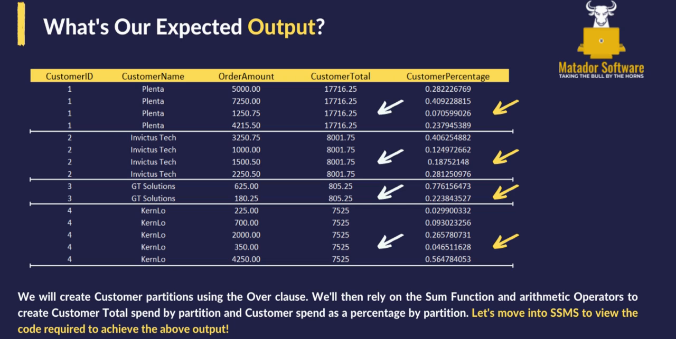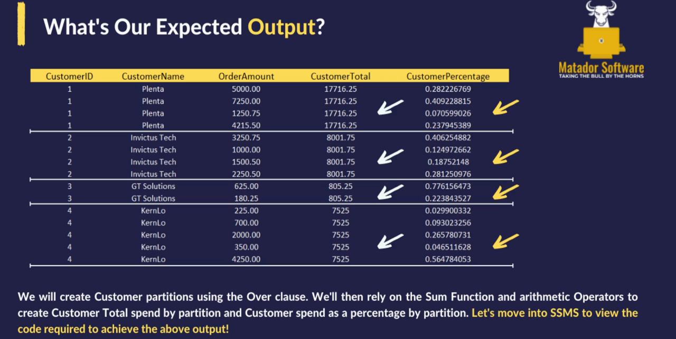But what we want is that initial base table, or three columns from it: the customer ID, name, and order amount. And then we want to get these two columns, customer total and customer percentage. So we're going to obviously look at how we do that. But essentially, as you can see, I've put some lines to segregate. By customer ID, let's say number one, at the very top, we have the total. So that is simply just the sum of all those order amount values within that partition. And from there, we can actually calculate their percentage spend by each order amount.